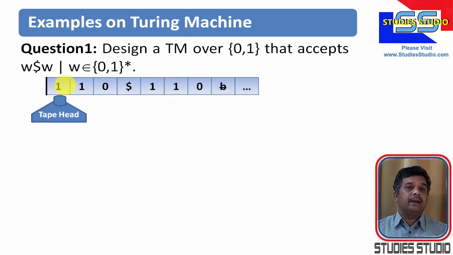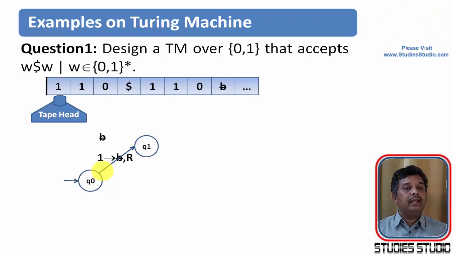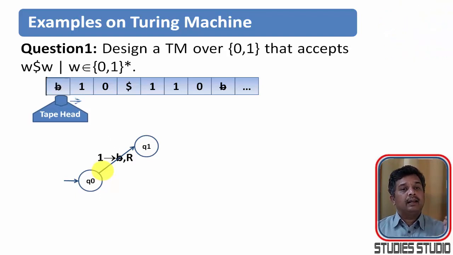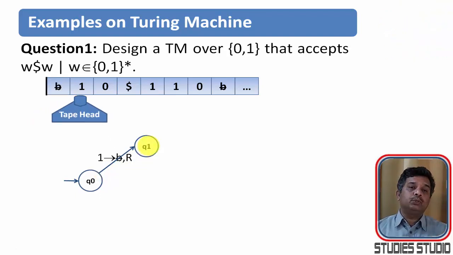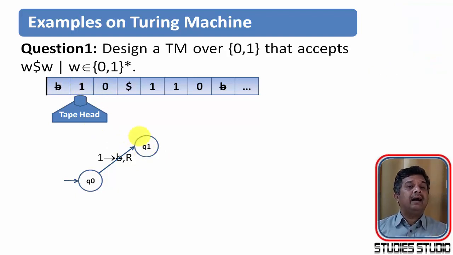Let us take this example: 110$110. My tape head is pointing to 1 and I am at state Q0. On getting a 1, I'll write blank onto the tape and I'll move right. Then I'll go to state Q1. Now I am at state Q1 and I am getting an input symbol 1. As many 1s or 0s as I get, I'll be in the same state and I'll keep moving my read write head towards its right.